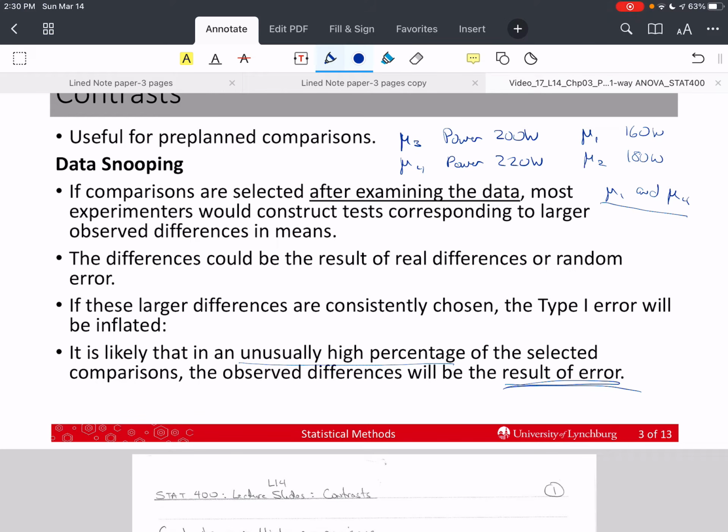What do I mean by that? The random sample that you take may be an extreme sample. It doesn't represent the population very well. And so if that's the case, then these differences are a result of the randomness of the sample, or random error, and they really aren't a big difference. So you're going to reject the null hypothesis more often than you should in that case. So we have to be careful with this.